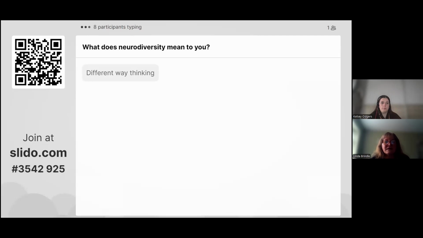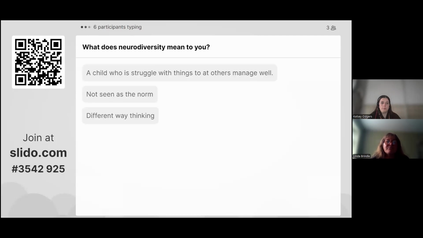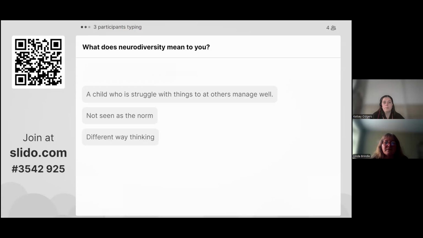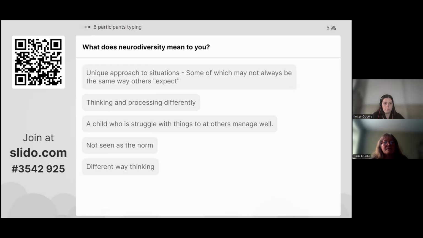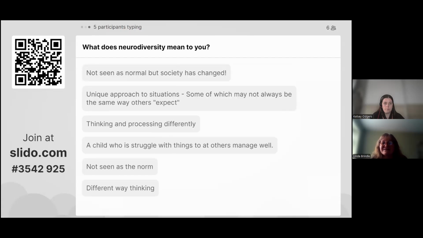A different way of thinking, not seen as the norm. A child who struggles with things that others manage well. Thinking and processing differently. Unique approach to situations, some of which may not always be the same as others expect. Not seen as normal, but society has changed.